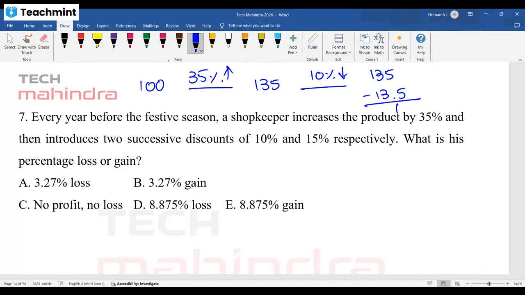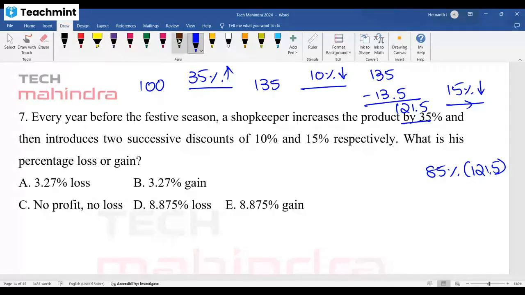Okay, it's 121.5. Next, he is giving 15% discount, which means it's 85% of 121.5. If it is more than 100, he will get profit. If it is less than 100, he will get loss. Calculator not allowed, that's the problem. We need to be very precise with the things.